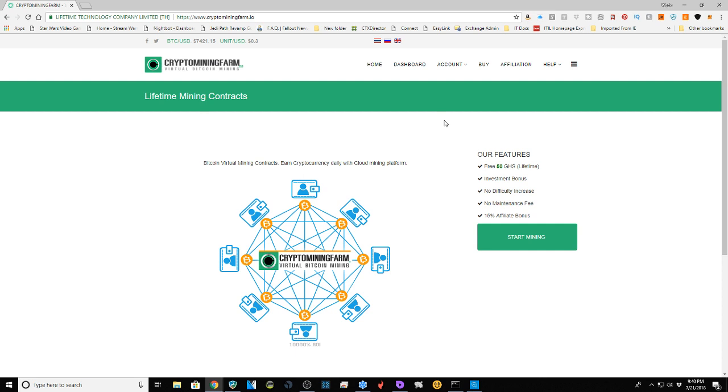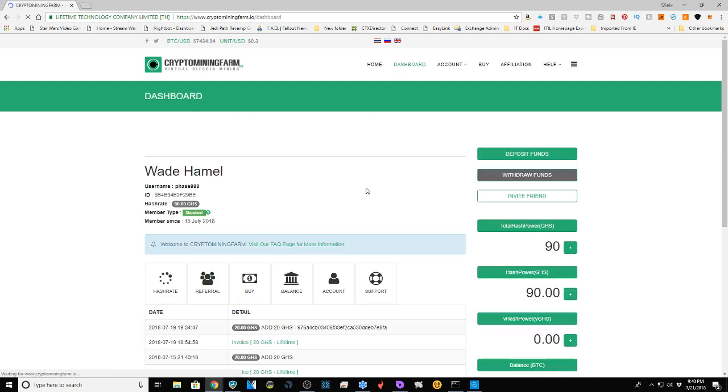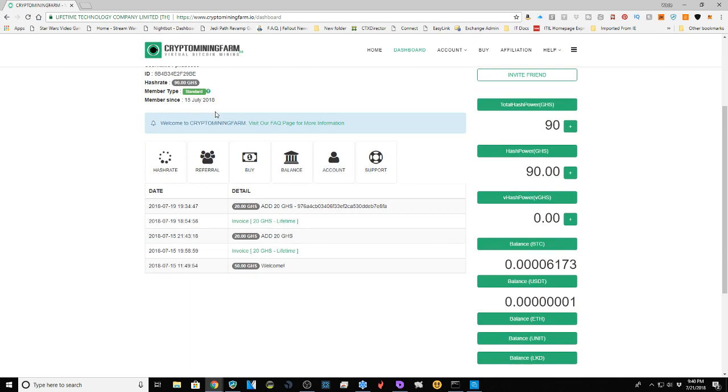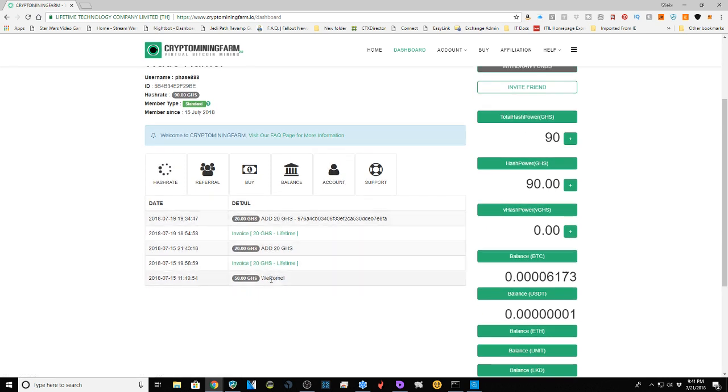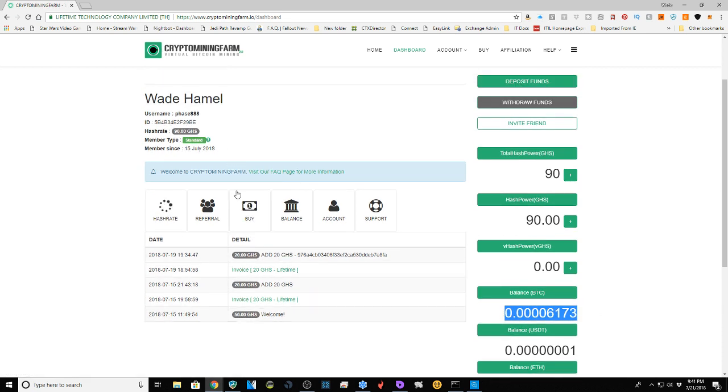But let's take a look at my dashboard and see how you can view what you've got going on. So here's our dashboard, and I've got 90 gigahash total hash power, which means I took the 50 and I'm going to continue to drop 20 gigahash every week or two to keep this up. But here's my balance, and it is going up. Now I am going to go to the buy tab so you can see that.